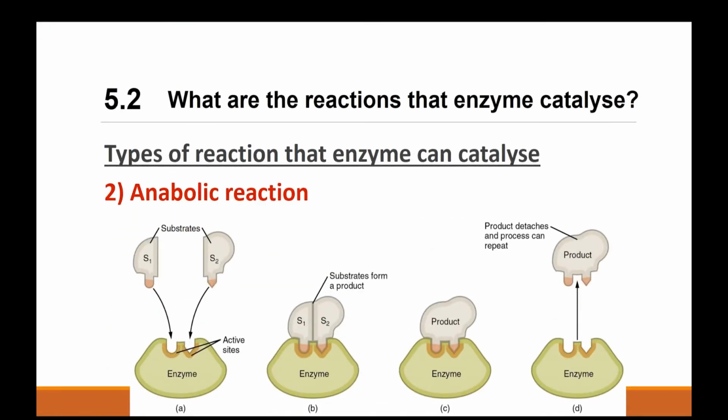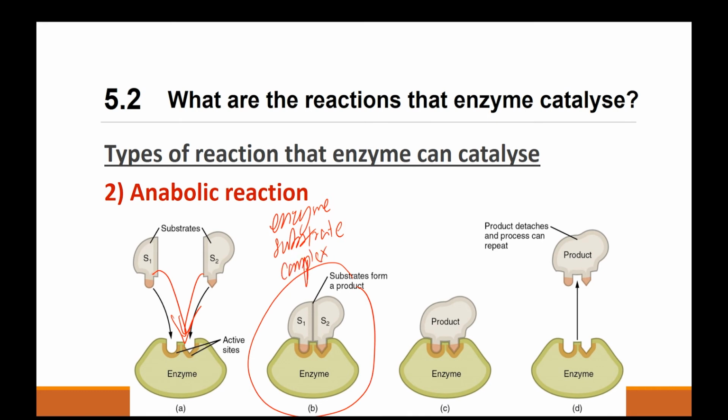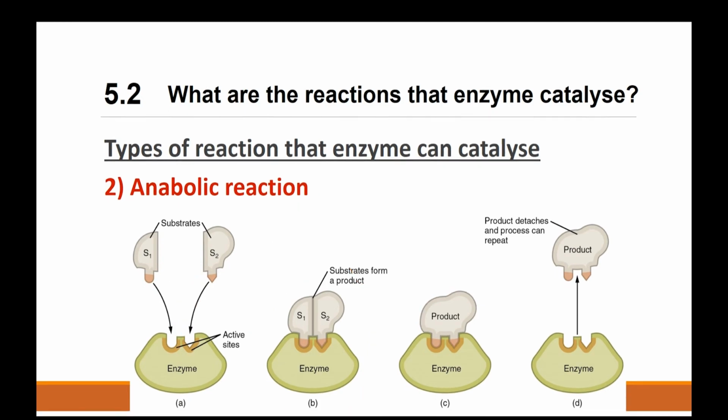Now over here I also have a diagram to show you what it means. Same thing, you have your enzyme, and you have two smaller substrates. They come together, they feed into the enzyme, and they form what we call an enzyme substrate complex. In this complex, a reaction happens, then the product is formed. The product is now a larger molecule compared to the initial two substrates. The product leaves. So this is an anabolic reaction.